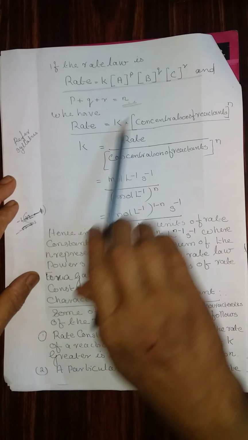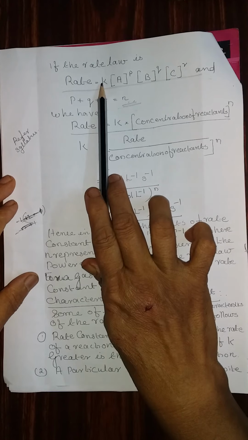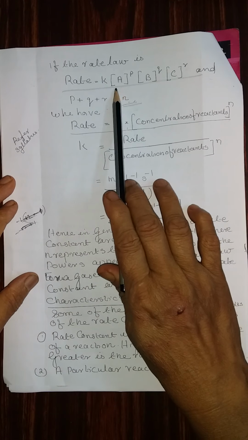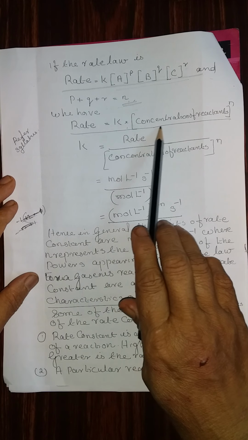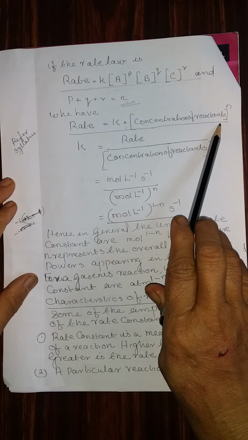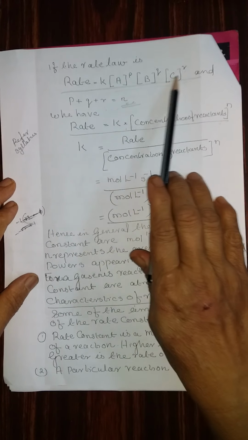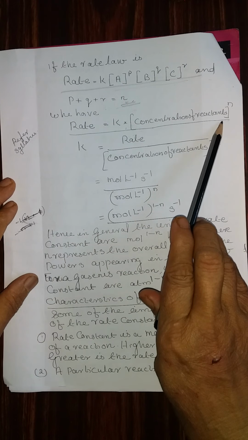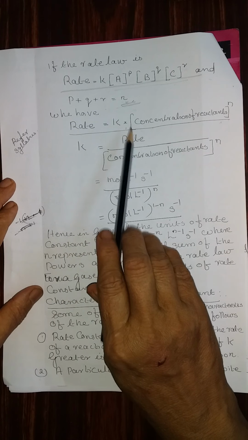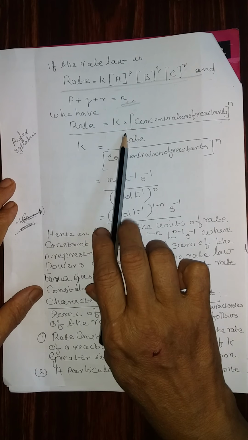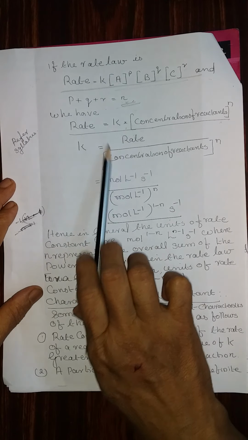We have the equation rate is equal to constant k into all these reactants. Therefore, in general, concentration of the reactants raised to the power n. That means p + q + r is equal to n, therefore the whole raised to the power n. Please refer to the syllabus. This equation is specifically mentioned. Therefore, whatever equations are mentioned in the syllabus, normally they ask for 3 marks or 2 marks questions.